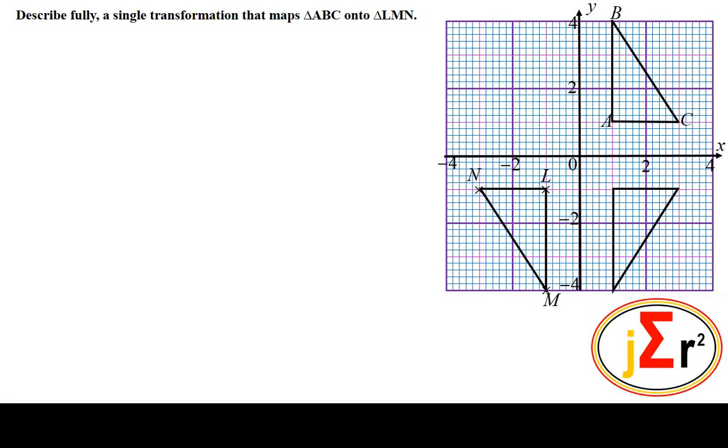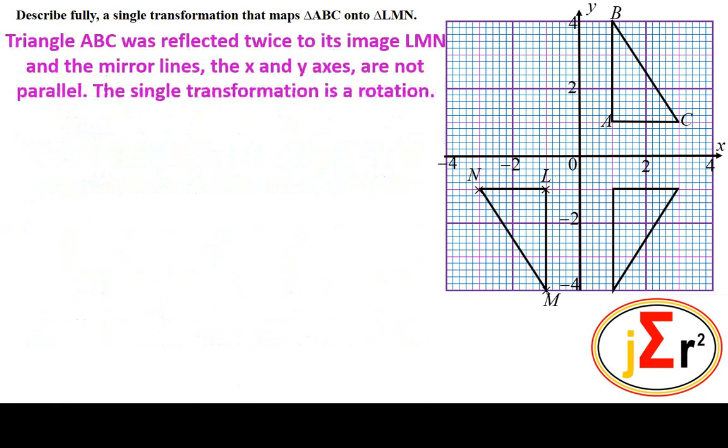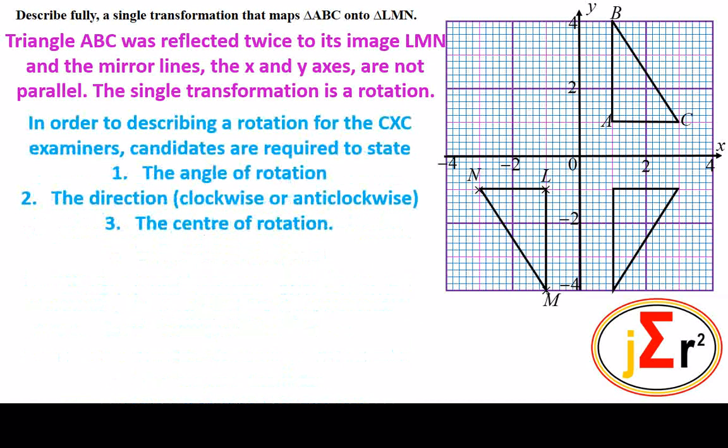And then we may go straight ahead and find the angle and direction of turn. However, on this occasion, we are not led into this blindly, because we should be educated that double reflection in lines that are not parallel will result in a rotation. Triangle ABC was reflected twice to its image LMN, and the mirror lines, the x and y axes, are not parallel. The single transformation is therefore a rotation. So we are sure that it is a rotation.